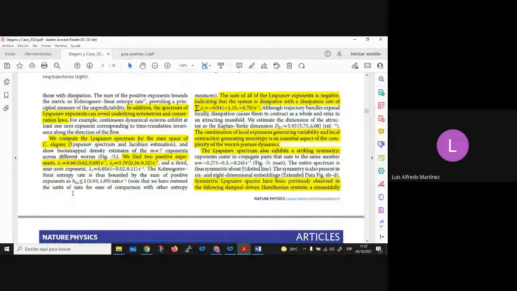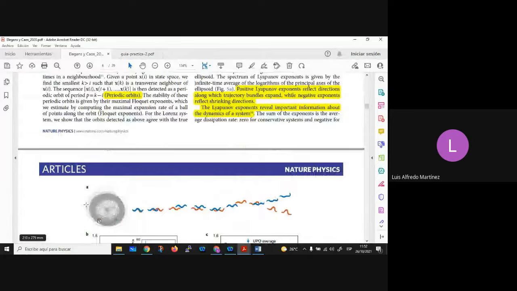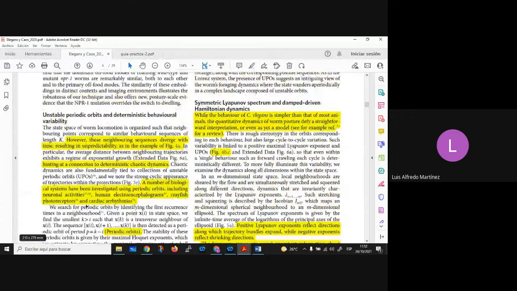For Giovanni and Andrea, I suggest reading reference 55. The behavior of C. elegans is simpler than that of most animals. The quantitative dynamics of the worm defy a straightforward interpretation or even, as yet, models. See, for example, reference 55 for a review. In this reference, the dynamics of the worm are explained very well.